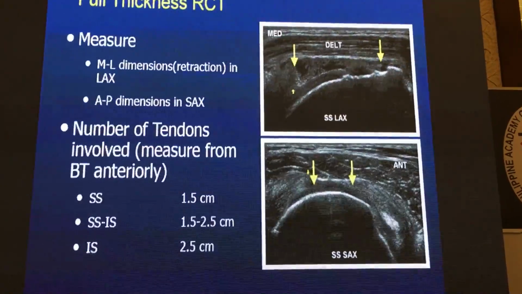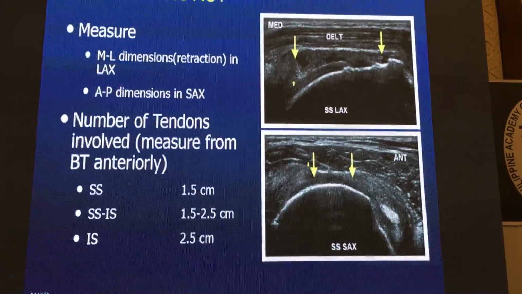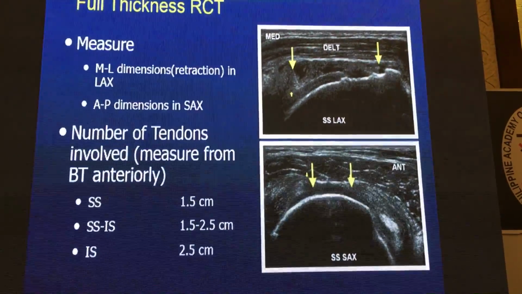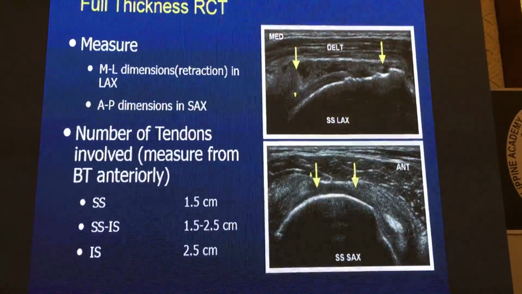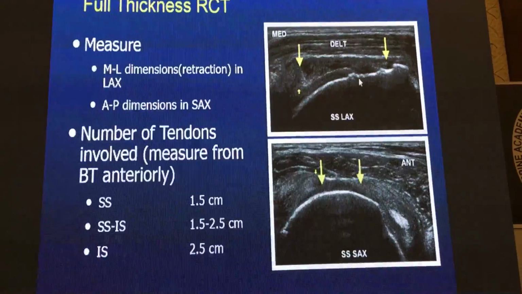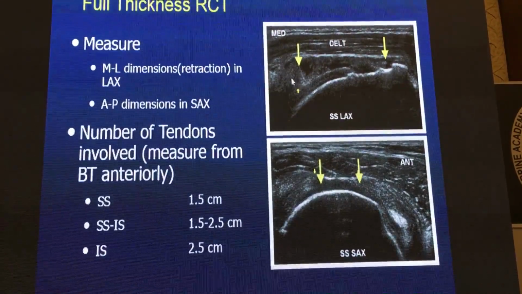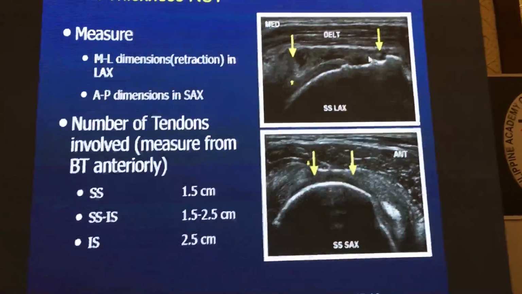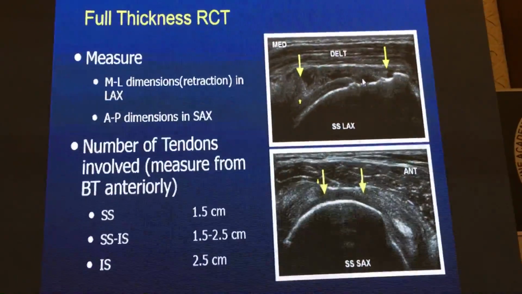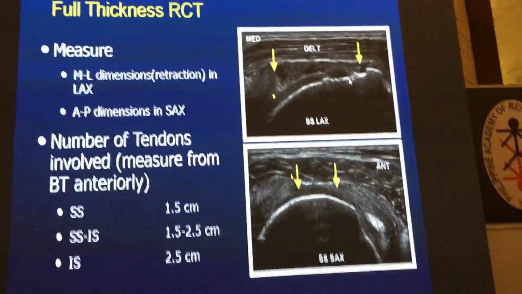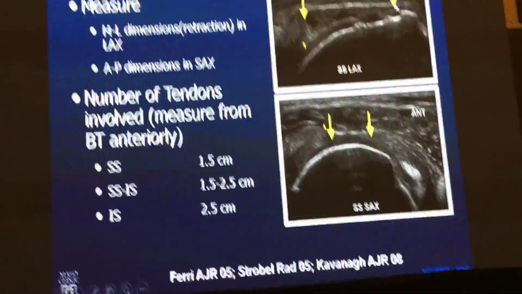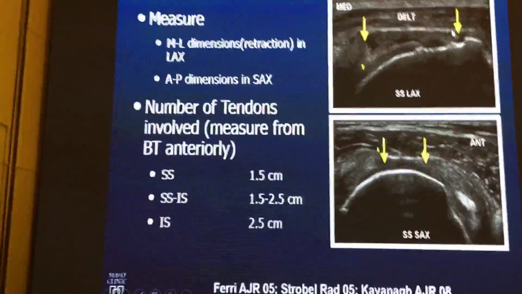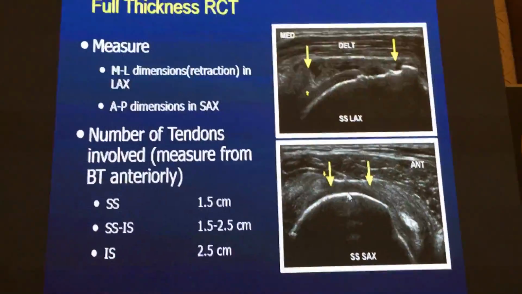And then in the long axis, which is medial lateral with your transducer, how much has it retracted and pulled away from the greater tuberosity? So here is a long axis measurement. The rotator cuff, which is here, should be pulled out and attached to the greater tuberosity right here. It's a full thickness tear in this area, and the tendon has pulled back to here. So you want to measure the distance between these two areas.